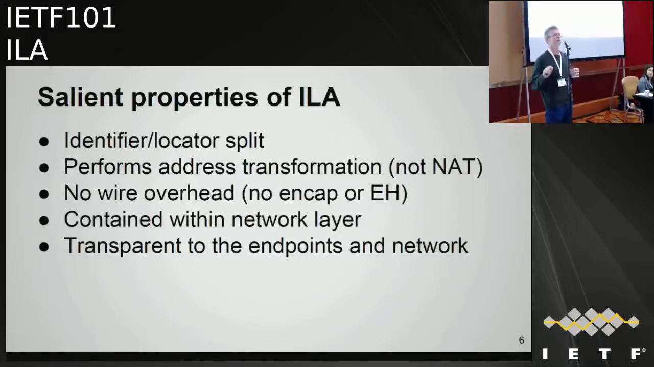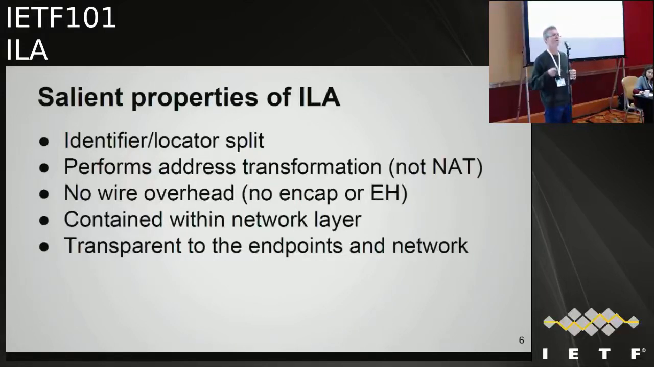It is completely contained within the network layer. There's no parts of this that affect the transport layer. It's completely agnostic to the transport protocol, so it can run with any of them. And it's transparent also to the endpoints of the network. And as I mentioned, it's also transparent to the network devices themselves, in the sense that if I have a TCP packet that undergoes an ILA transformation, it still looks like a TCP packet. It just happens to have a different address.